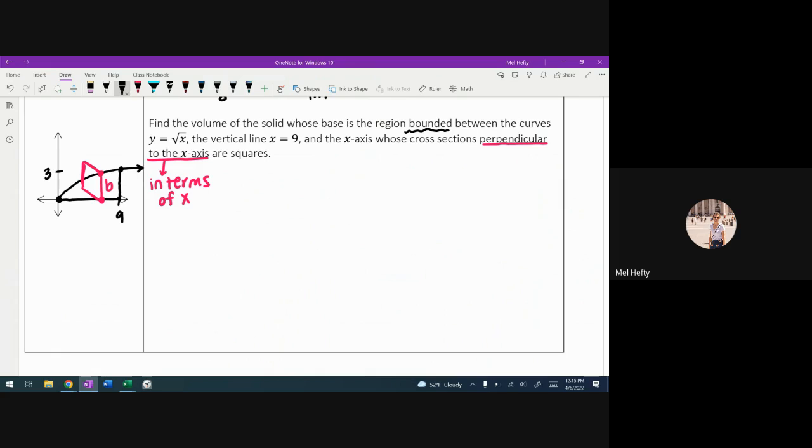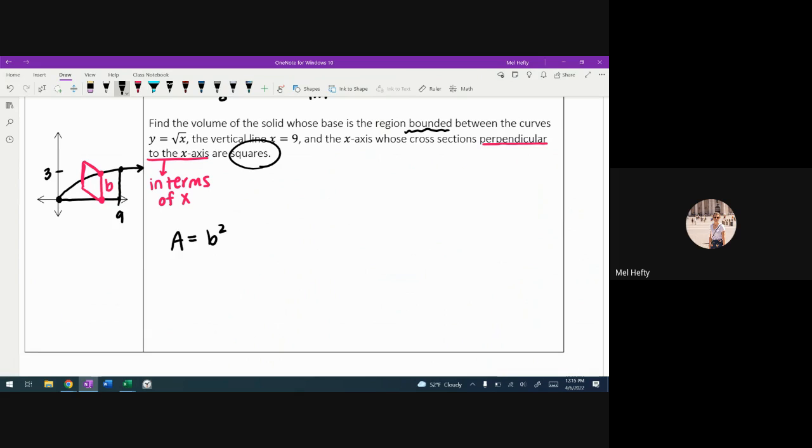I like to split this into 2 very separate sets of decisions. So I like to start by writing the area formula for each cross section and then integrating that to find volume. So for the area, what shape are we working with? Squares. It says so in the question. We're not going to have to guess a shape. They're going to tell us. What was the area formula for a square?